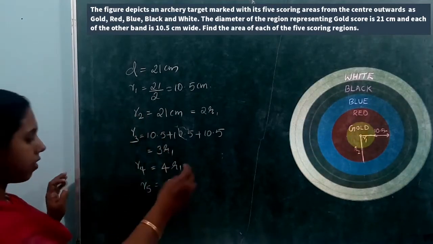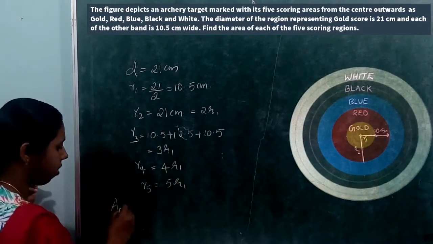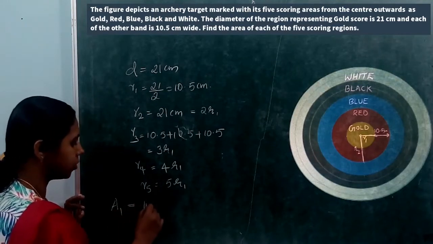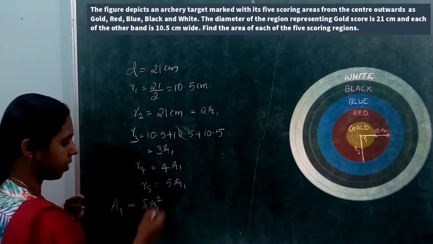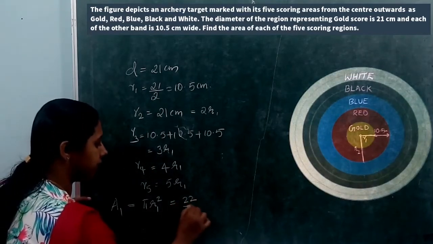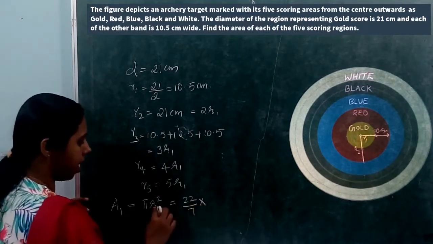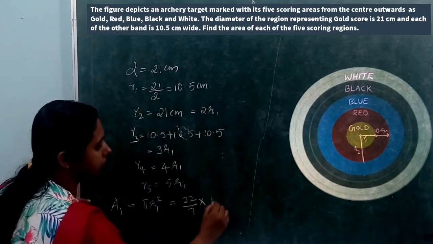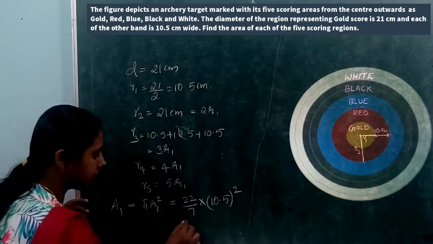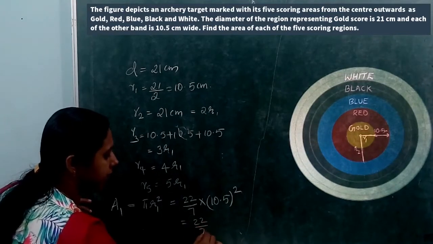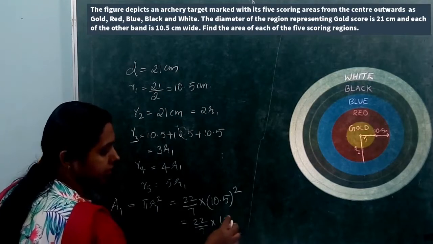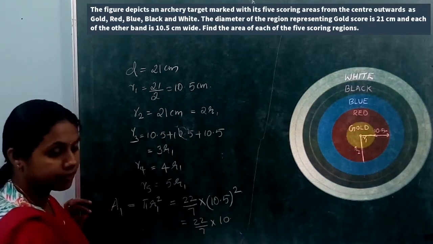Now we can find the area of the golden region. The area of the golden region we can note down as A1. The area of the golden region is equal to pi R1 square. That is equal to 22 by 7 into R1 square. R1 is equal to 10.5, so 10.5 whole square. That is equal to 22 by 7 into 10.5 squared. We can write it in the fraction form, then your calculation will be a little easier.